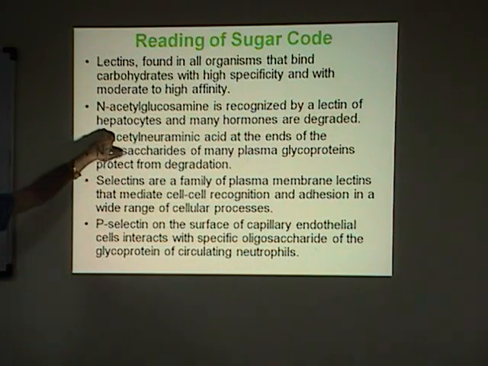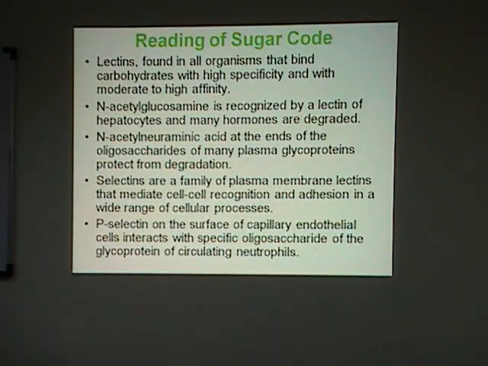Lectin of hepatocyte recognizes. What is that? N-acetylglucosamine. Even that particular hormone, if it is glycoproteinous in nature and N-acetylglucosamine is present, that will be recognized by the lectin of hepatocyte, and then it is taken inside the hepatocyte and it is degraded. Understand? So that is the process of recycling.